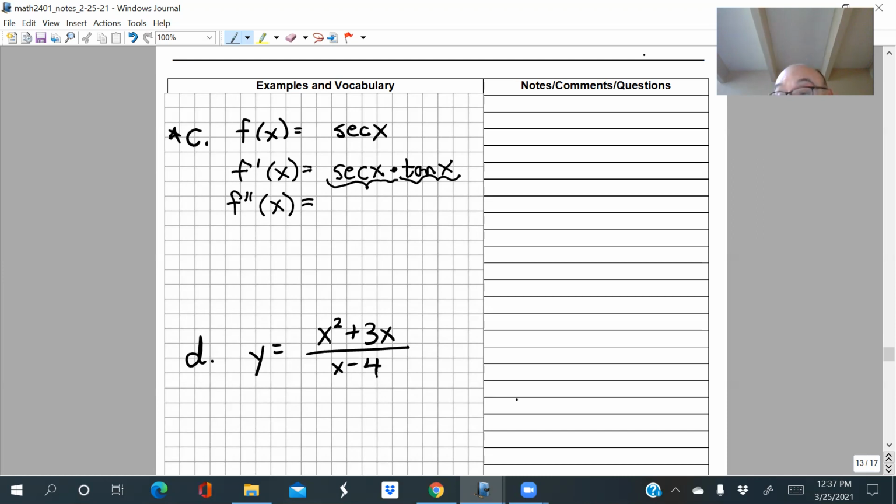Notice in this next example that's coming up, we have a quotient, right? Because we're dividing two things here, so we can use the so-called quotient rule. All right, so Krishna, what we want to use here is the product rule.